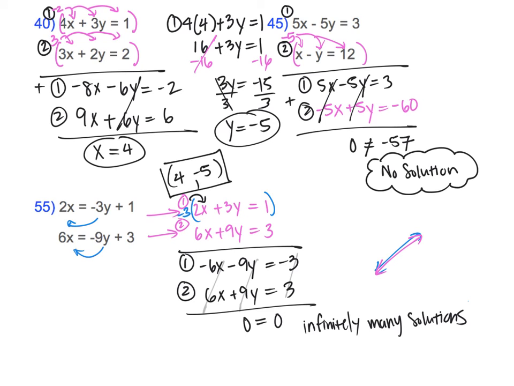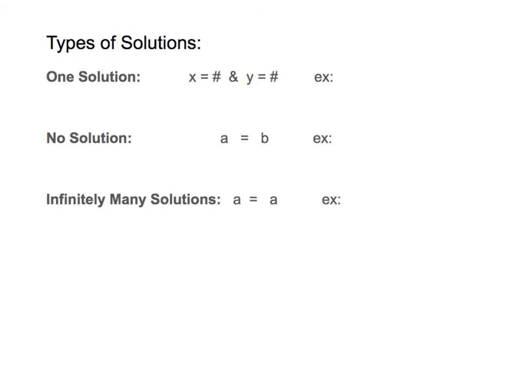So, to kind of wrap things up, let's summarize what we just noticed. All right, so most of the time you notice that when I solved it out, I got an x value, some number, and a y value that was some number. So like one of the examples that I had, in problem 40, I got x equals 4 and y equals -5, or sometimes I write it as a coordinate. Either way, this is what we call one solution.